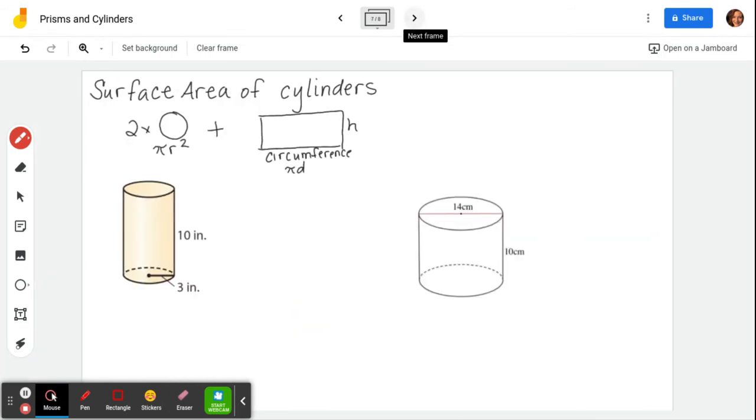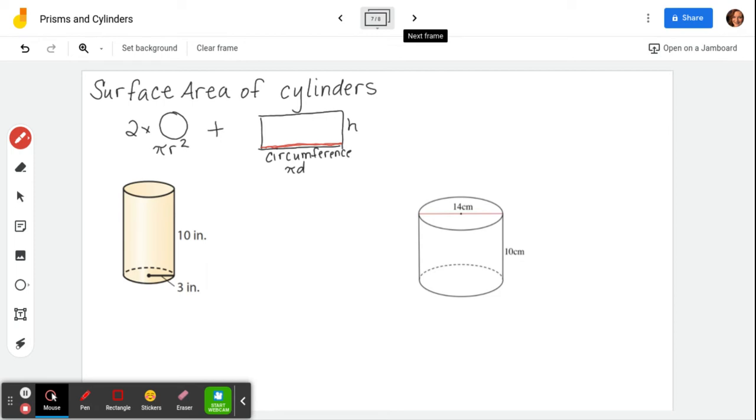Okay, surface area of cylinders. Last one. This one looks really gross. But what I keep telling you is that with a cylinder, that can part is really just a rectangle. We know that to find the area of a rectangle, you do the length times the width. You multiply the two numbers, right? What we have to remember is that the length is actually the circumference of the circle because it's wrapping around the circle. So, let me just start showing you. We'll break this down.